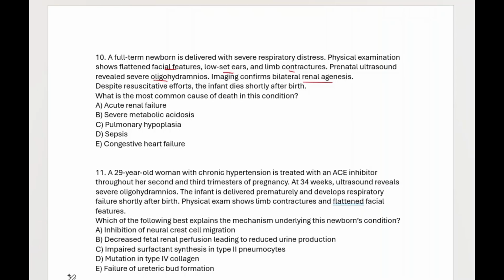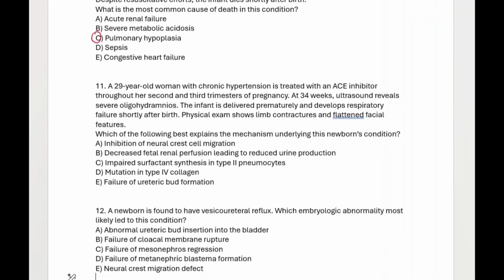What is the most common cause of death in this condition? So the most common cause of death in this patient is going to be what? Very good. Pulmonary hypoplasia. Remember, we said that pulmonary hypoplasia is the most common cause of death in patients who have Potter sequence. Next question.